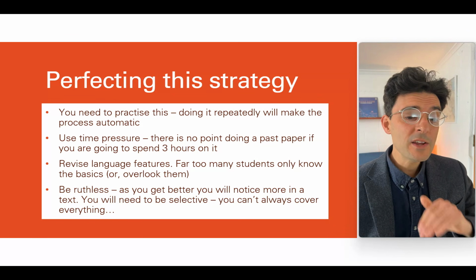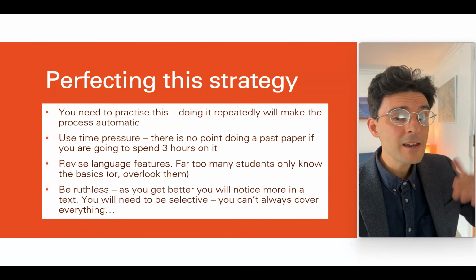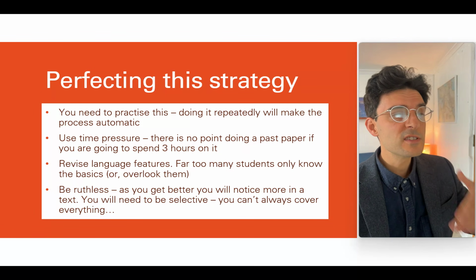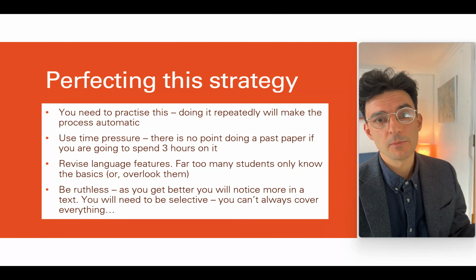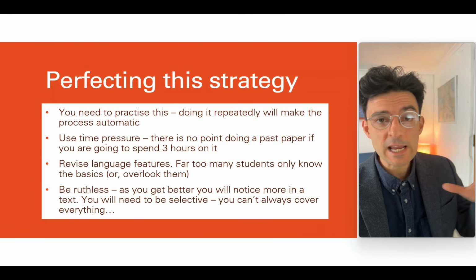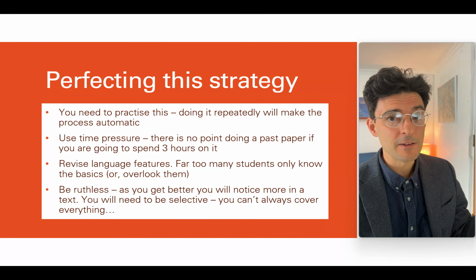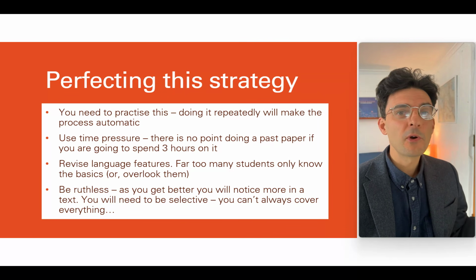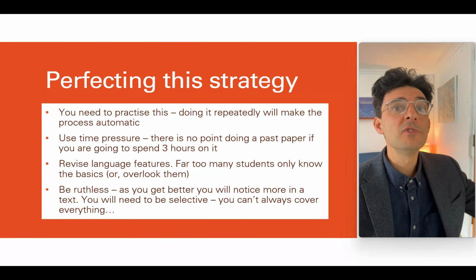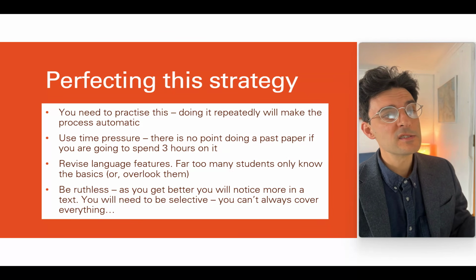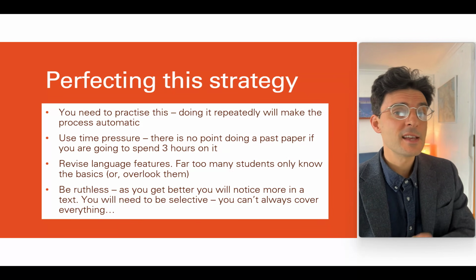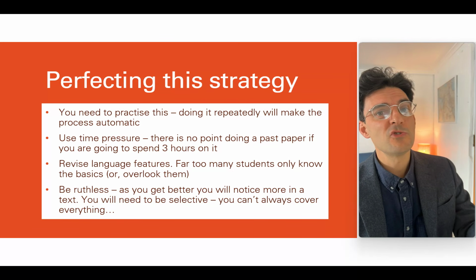Lastly, be ruthless. Okay, as you get better at this, you're going to spot more through the annotation process, and you're going to find that you see heaps of things that are happening. You're going to then need to be selective. You're going to have the opposite problem that you probably have now, which is you don't see enough. If you get really good at this, you'll start to see too many things, and you're going to have to narrow it down and be strategic.